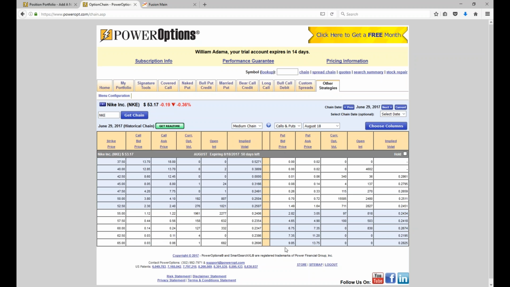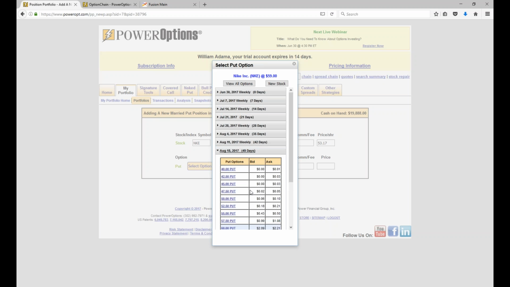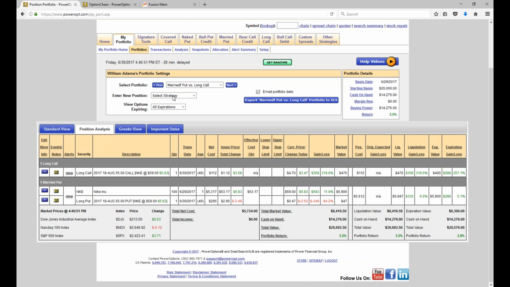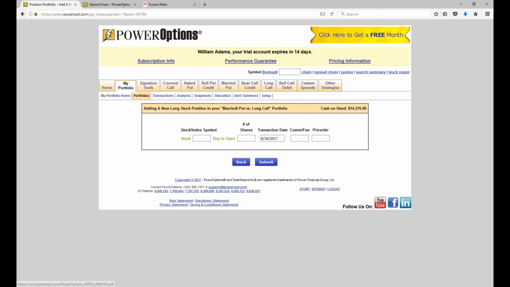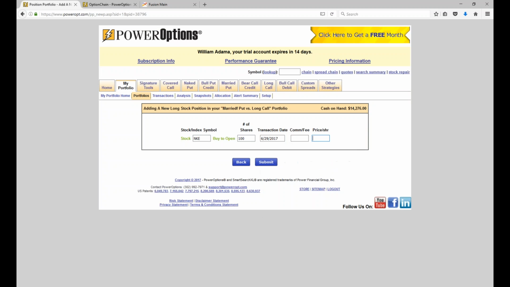And so let's go back to our chain. I need the put. My 55 put would have been 282 to 305. Let's call it 20 cents. Let's call it 295. Okay? August 18th. Probably wouldn't have been the put I would have selected, I know, but that's okay. So we're going to put this at 295. All right. There we go. I got to do one more thing. Long stock. Nike. 100. Yesterday, 53.17.